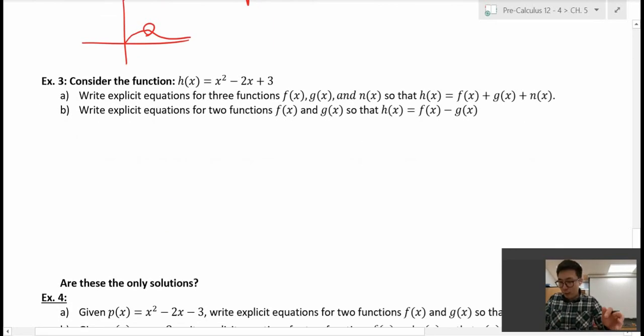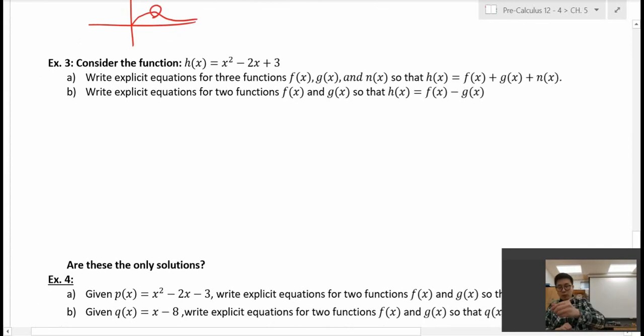All right, moving on to the third example here. It says, consider the function h of x is equal to x squared minus 2x plus 3. Write explicit equations for 3 functions f, g, and n, so that h of x is equal to f plus g plus n. Okay, so part A. It's really, really easy.